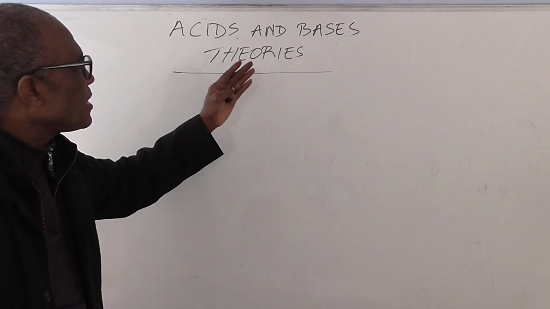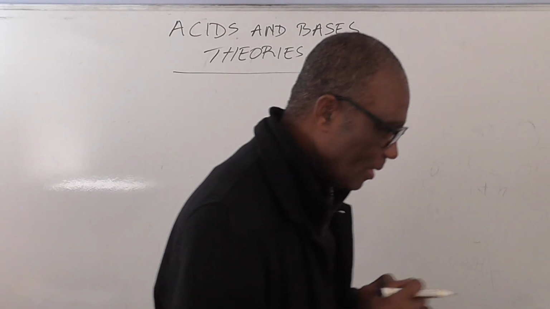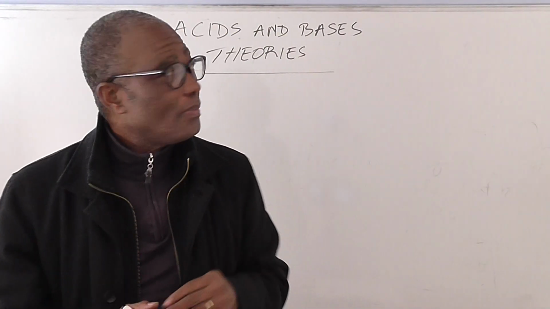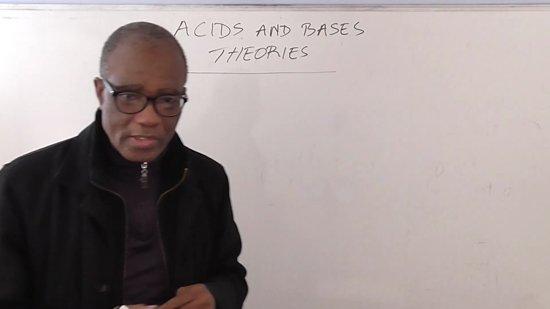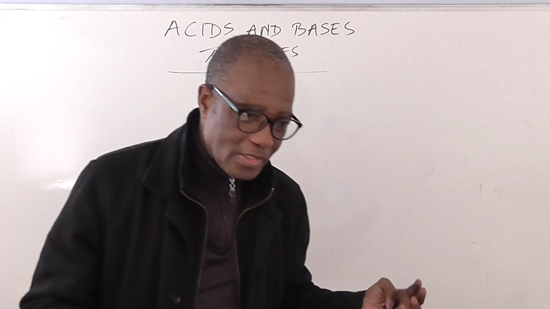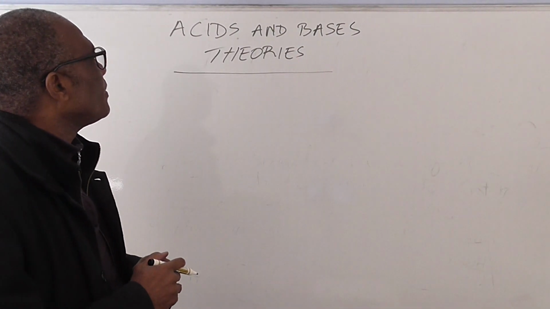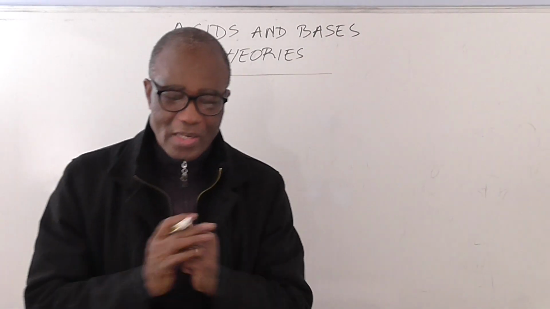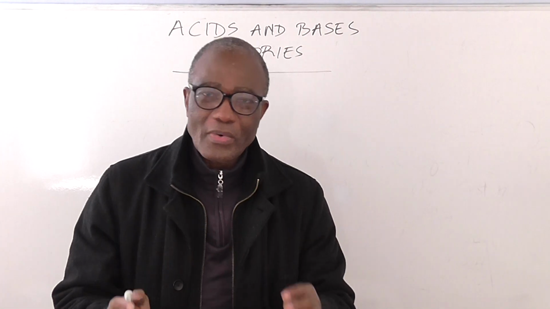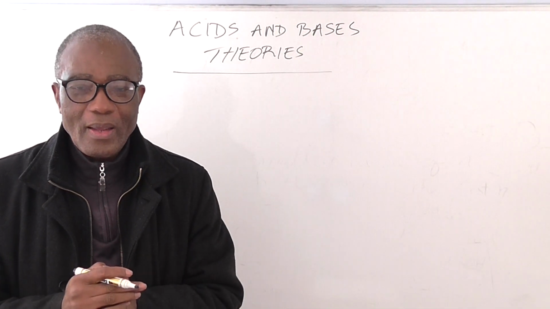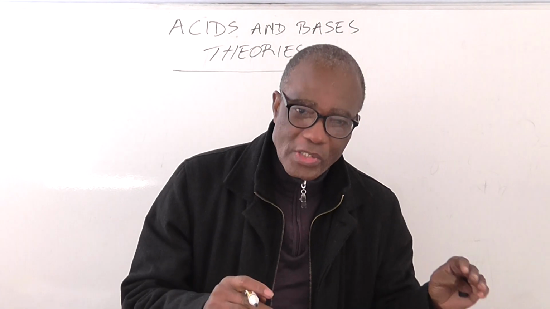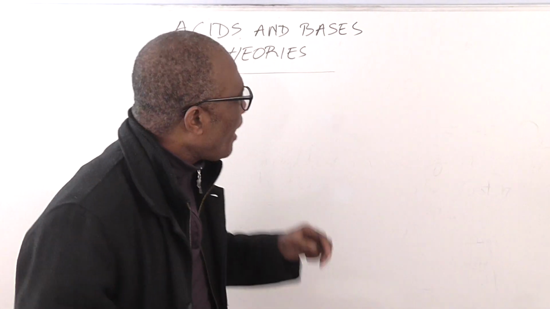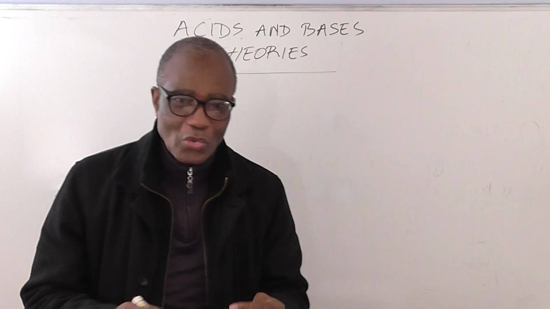Acid and bases theories. In chemistry classes, the chemistry class that we have now, we have two theories that we are going to learn. We have Arrhenius theory, and we also have Bronsted and Lowry theory. Arrhenius was the first to introduce his theory.